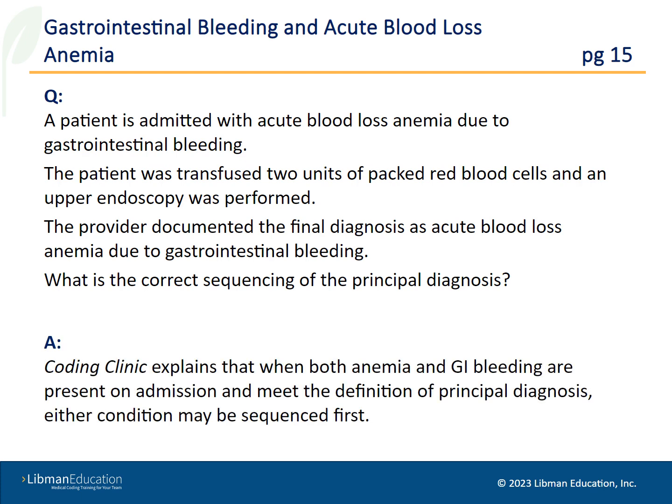Coding Clinic explains that when both anemia and GI bleeding are present on admission and meet the definition of principal diagnosis, either condition may be sequenced first.